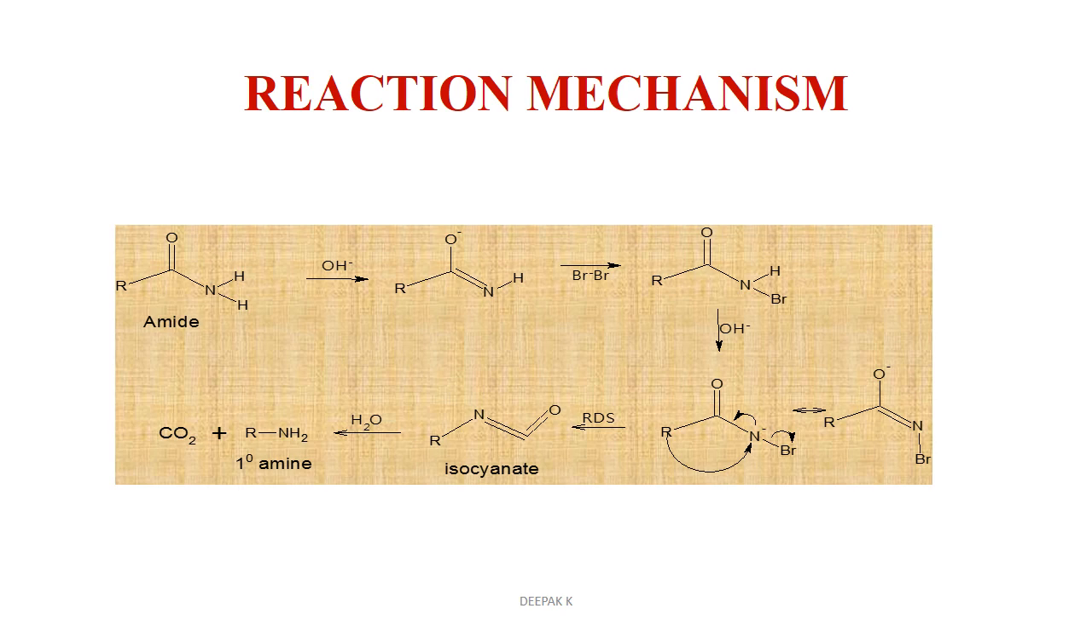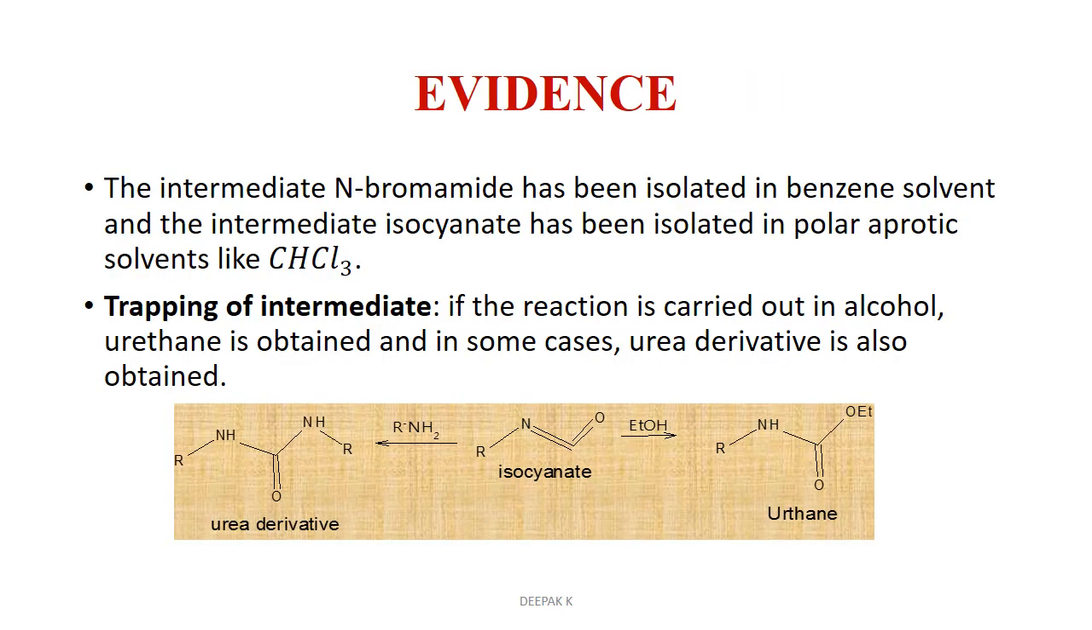So this is the mechanism for what? Hofmann. Okay, so study it. Now, what is the evidence that shows this is the actual mechanism? The first evidence is the N-bromamide, one of the intermediates formed there. It has been isolated in benzene solvent, and the intermediate isocyanate has also been isolated in polar aprotic solvents like chloroform. Okay, so this is the first evidence.